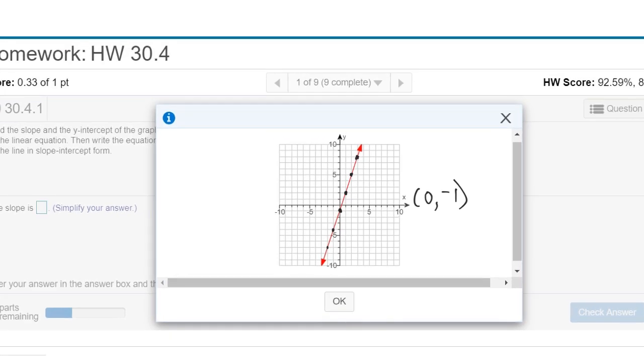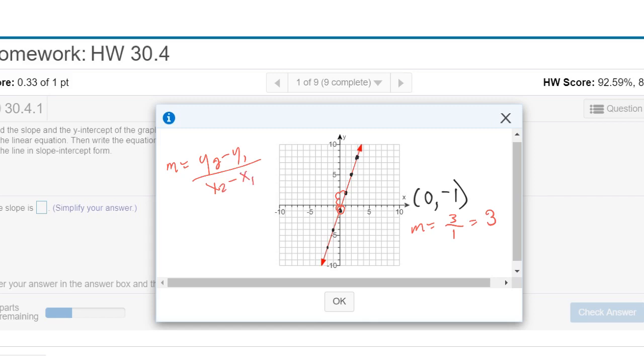So I'll go from the y-intercept and I'm gonna go up 1, 2, 3. So I'm going up 3 and I'm running 1. So the slope would be 3/1 or just simply 3. And to go from any one of those points that I put on there to the other point, I think you're going up 3/1.